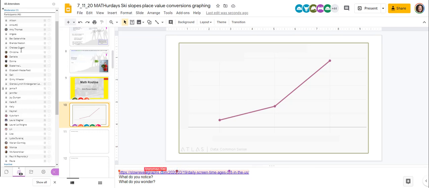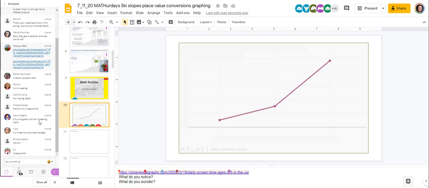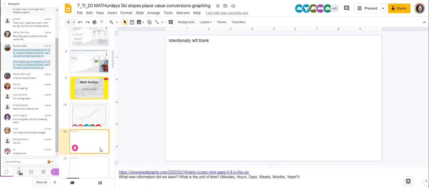I notice a steady incline and then a very high uptick. So there's something going on that has made it accelerate higher. Ooh, I like that term, accelerate. It's linear, but the slope changes. There's an uptick, 3 points, upward trend.